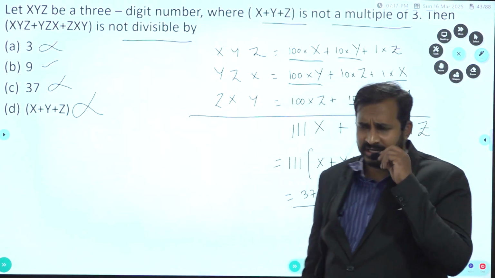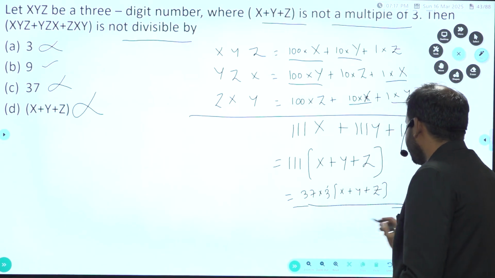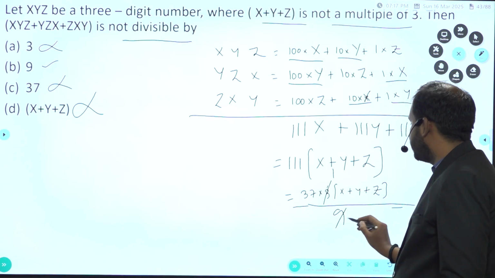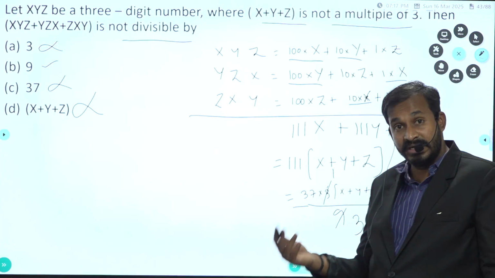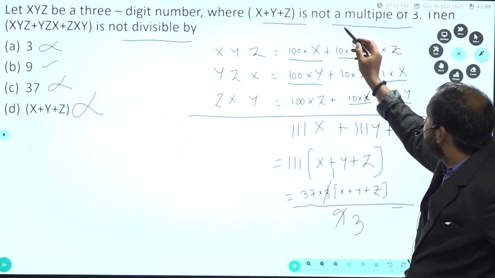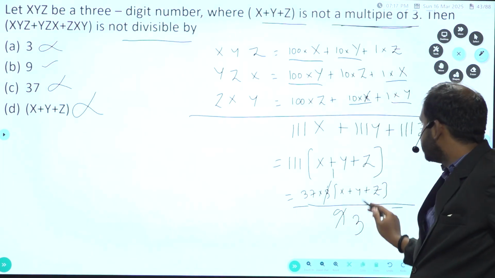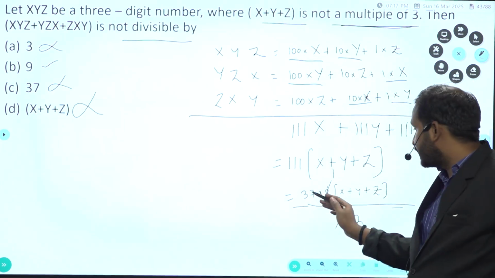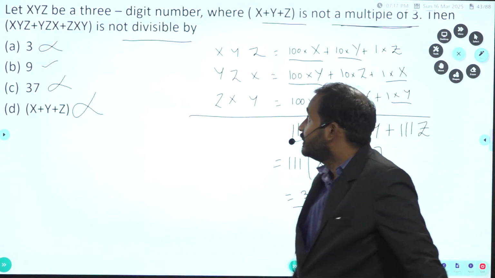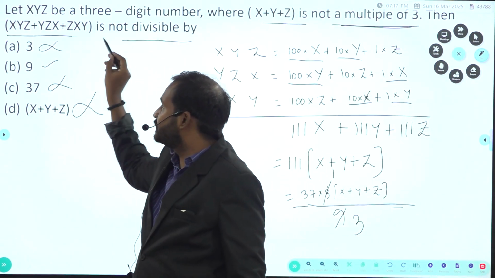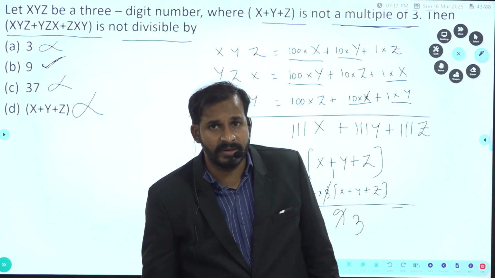But for a technical proof, I will take divisibility by 9, which is 3 times 3. Now you may say, sir, x plus y plus z can be divisible by 3. No, they clearly mentioned in the question that x plus y plus z is not a multiple of 3. That means this 3 will not cancel x plus y plus z, and 37 is also not going to cancel by 3. So the given number of this form will not be divisible by 9.